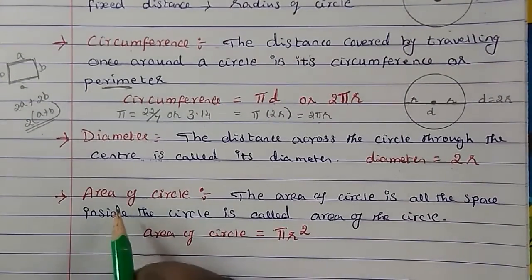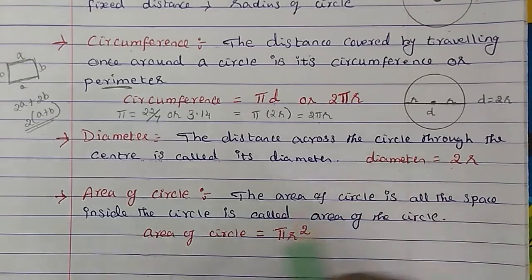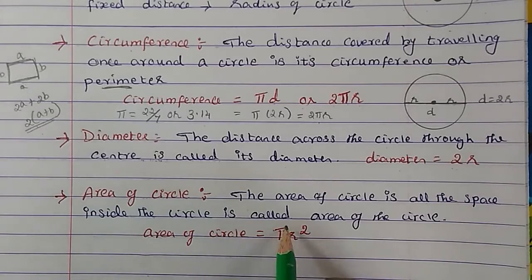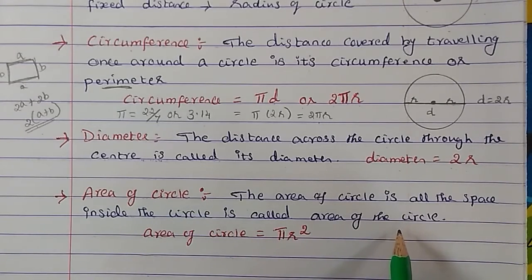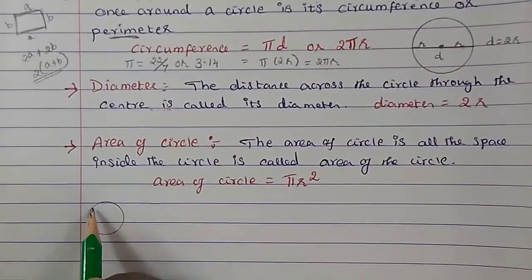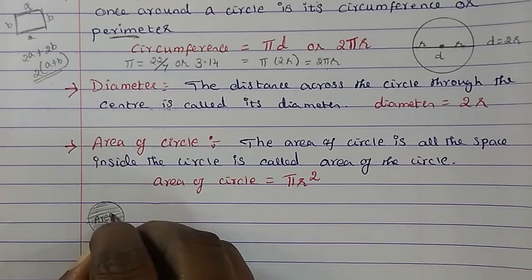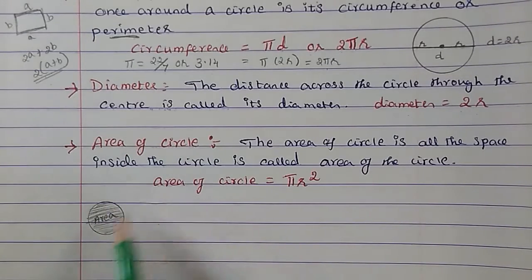Now coming to the area of a circle. What is area? The area of a circle is all the space inside the circle. For example, this is your circle. The border is called the circumference, but all this space inside is called the area. So the area of the circle means all this space.